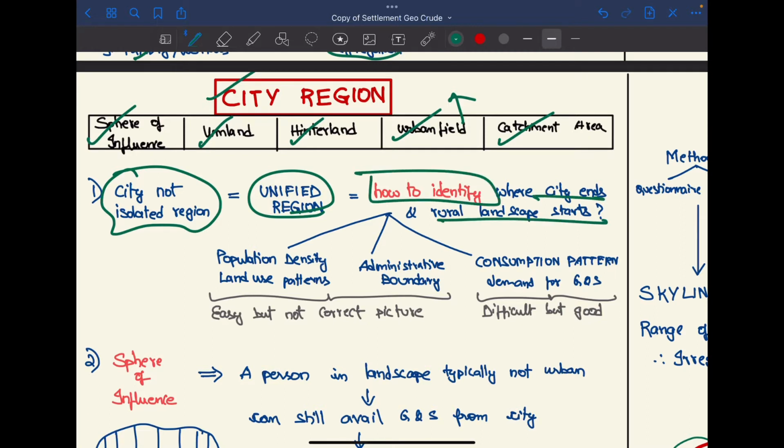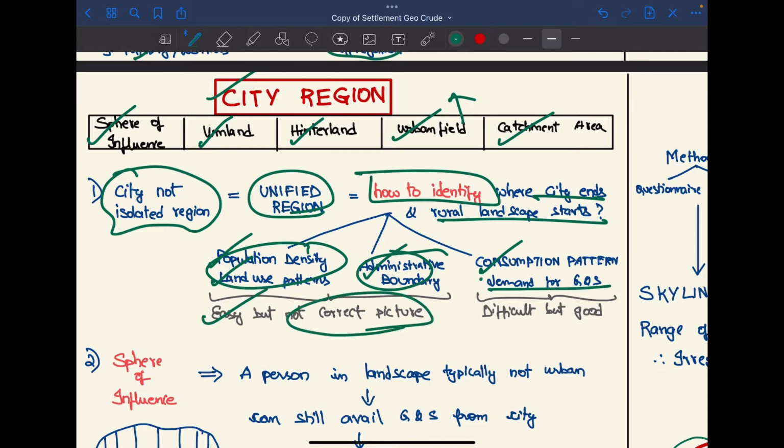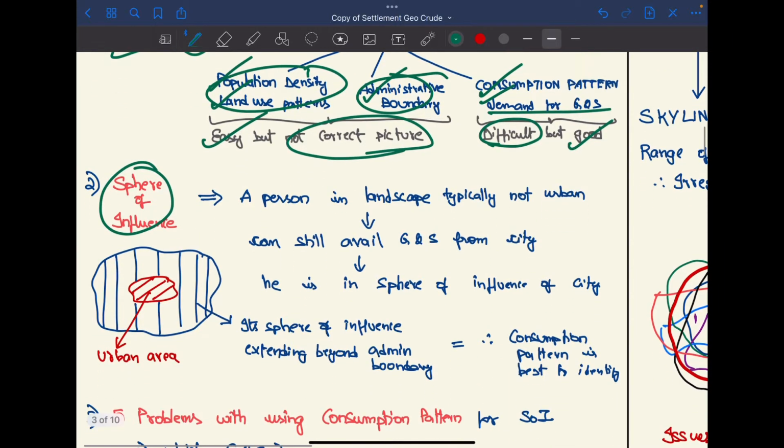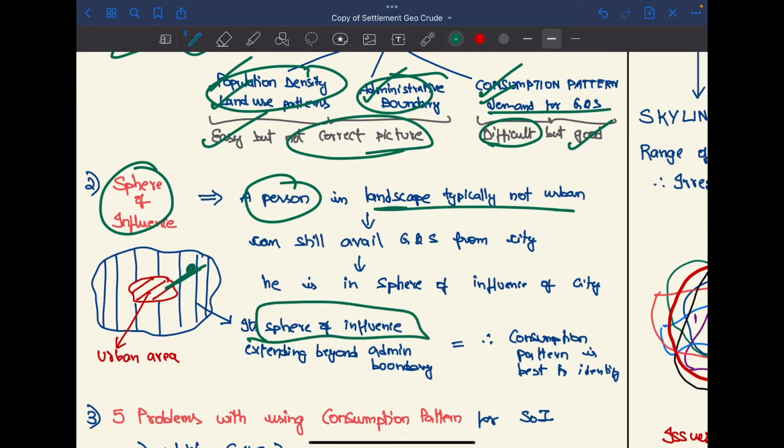We have three methods. First one is using population density and land use pattern. Second is simply using the administrative boundary, and third one is using the consumption pattern, that is demand for goods and services. So the first two methods are very easy, but they do not give the correct picture. This method is very difficult, but it gives a better picture of the sphere of influence. So what is sphere of influence? If a person who is living in the rural landscape is able to get the services from the urban area, then he is said to be living in the sphere of influence of that city.